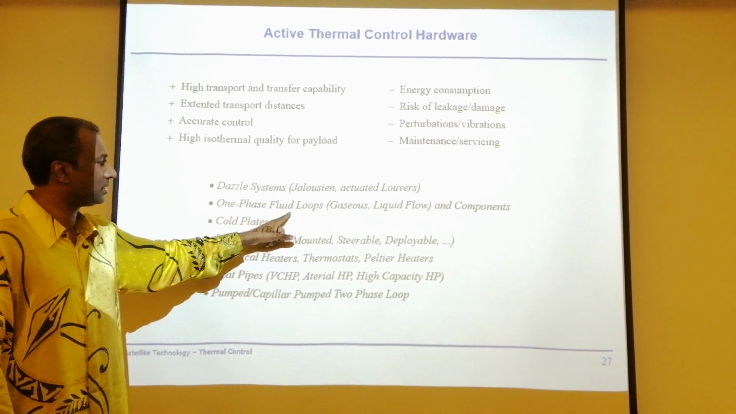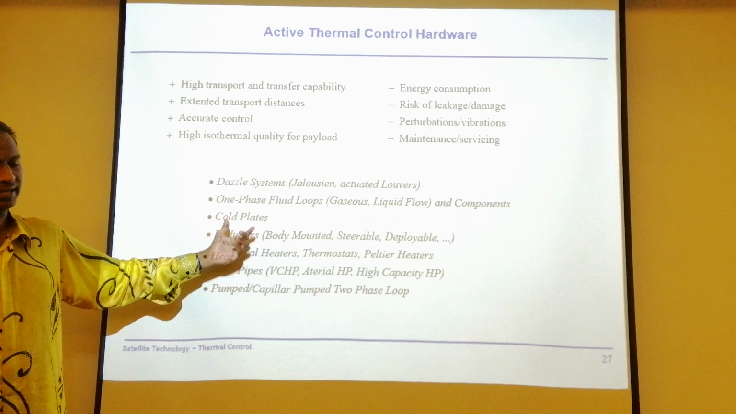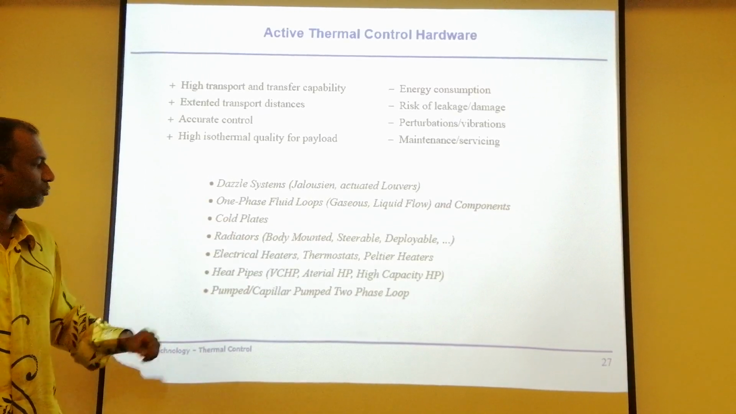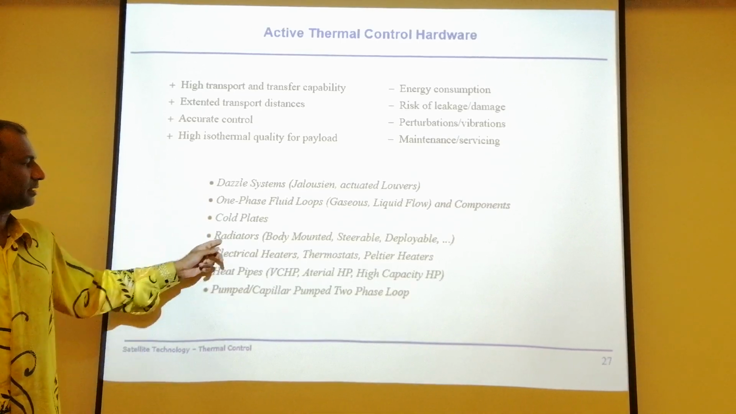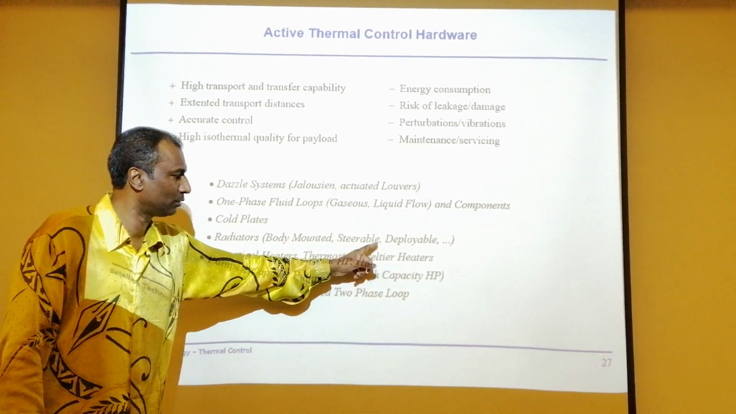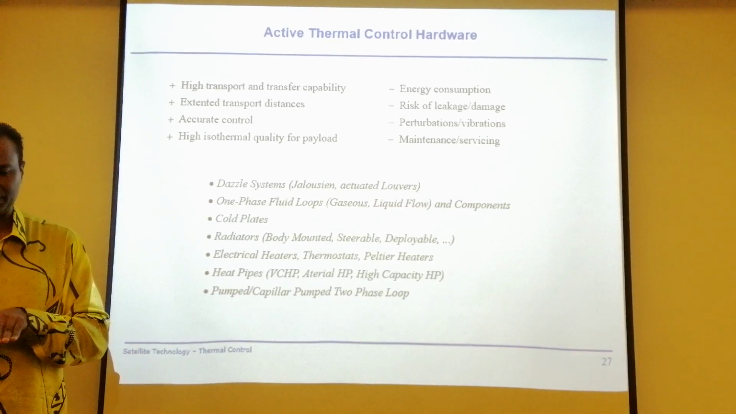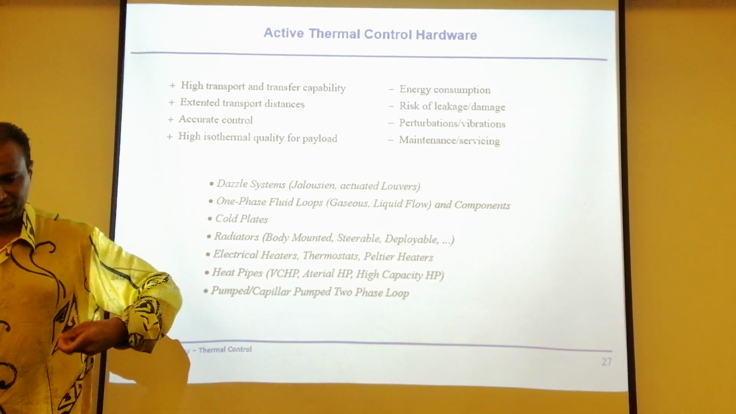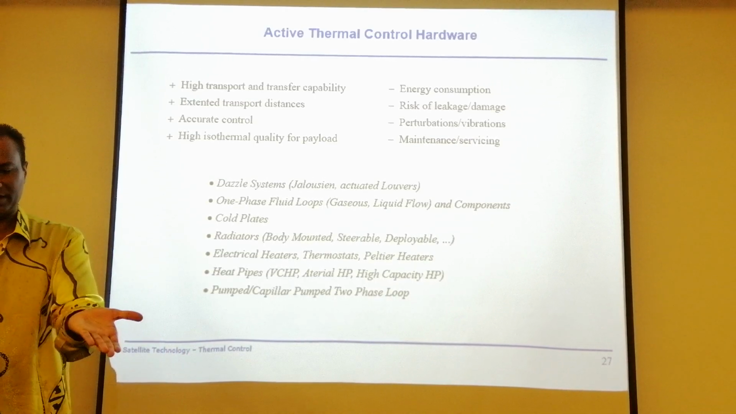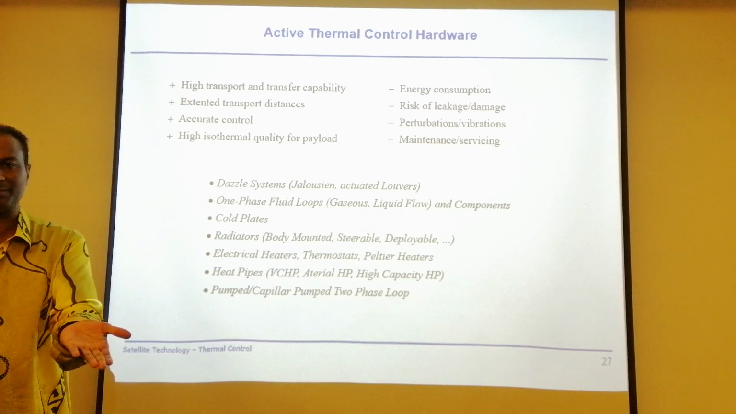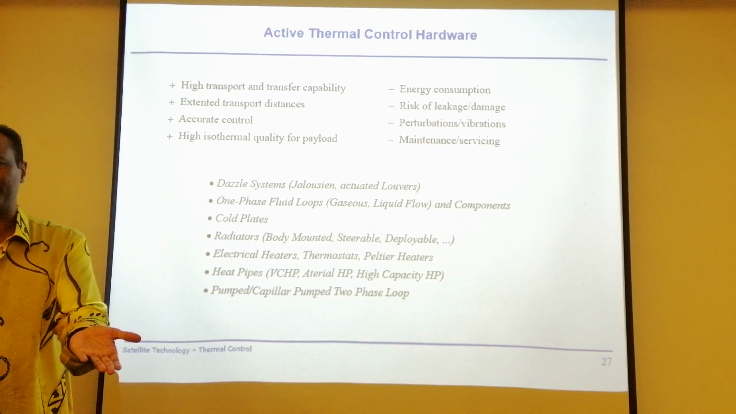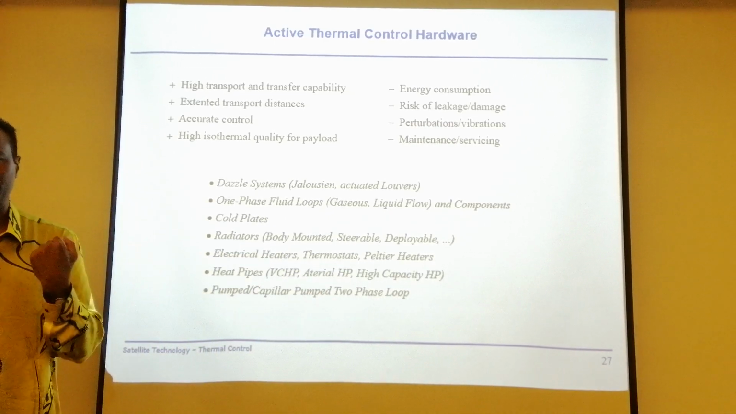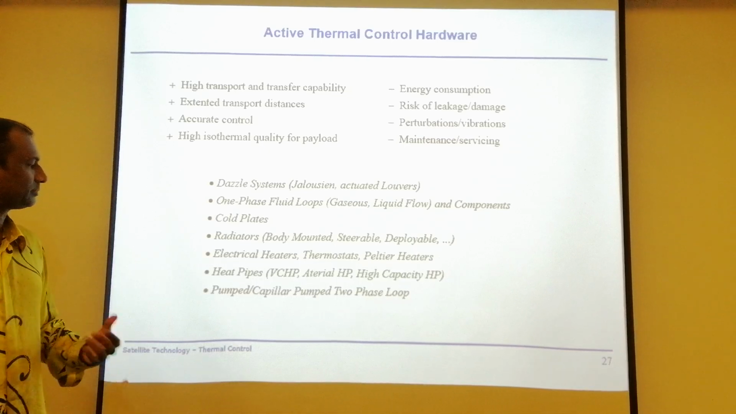And the one-phase loop, I will explain to you. It can be single phase, or it can be multiple phase, two phase in fact. Cold plates, afterwards you will see what cold plates are. Radiators can be body mounted. You will also see what radiators are. Radiators can have a motor which extends and gives you an amount of surface for radiation to occur when it's needed. So it has a steerable type also. If you don't need it, then you close it. So there are many types that you have.